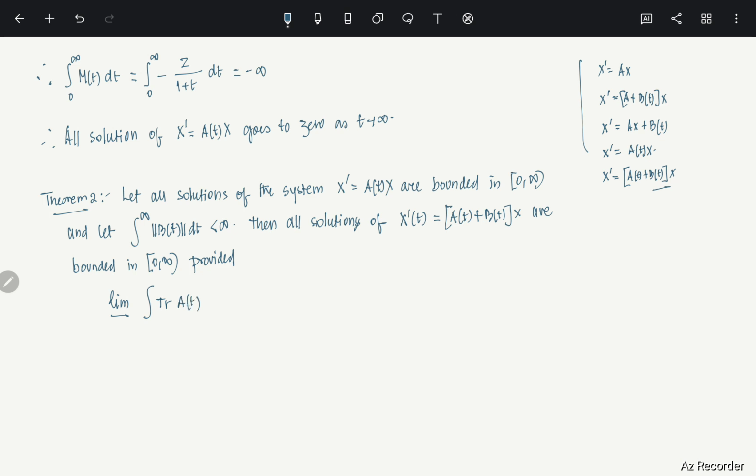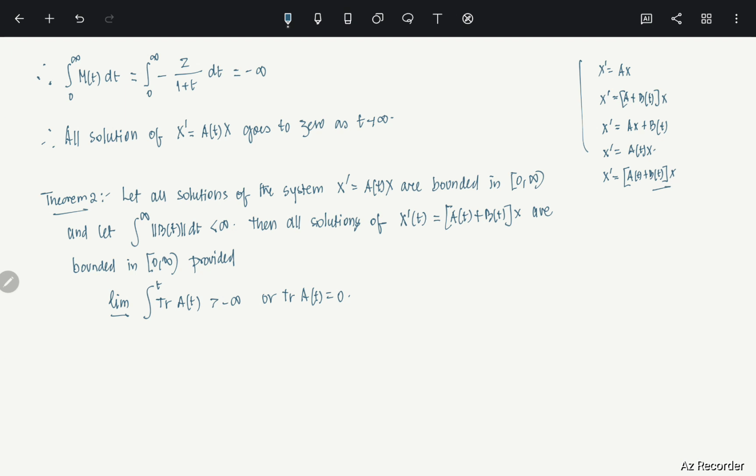Okay, this is a little different, and this is a very, very important theorem. Please remember: the limit infimum of the trace of A(t) is greater than minus infinity, or the trace of A(t) equals 0. Clear? Very important. Here it is saying this: if you have a perturbed system and you want to see whether all solutions are bounded or not, you just find out if all solutions of the homogeneous system are bounded, and the integral up to infinity of the norm of B(t) dt is finite.